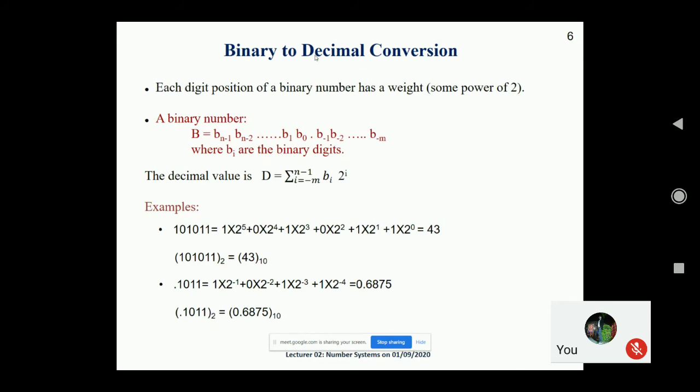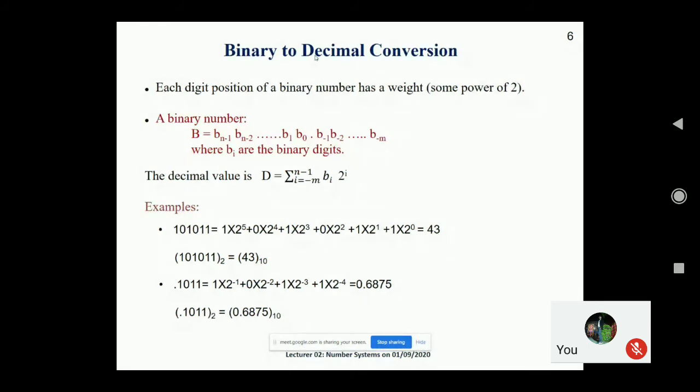So what is the general formula? The decimal value is the summation of all the binary digits, going from minus m to n minus 1. The total length is n minus 1 to minus m. Initially we start from minus m because we are scaling the number from right to left based on the weight. So the initial i value is minus m, and the upper bound is n minus 1. This summation symbol means we are summing bi with 2 to the power i, where i ranges from minus m to n minus 1. This is the general formula for converting binary to decimal.